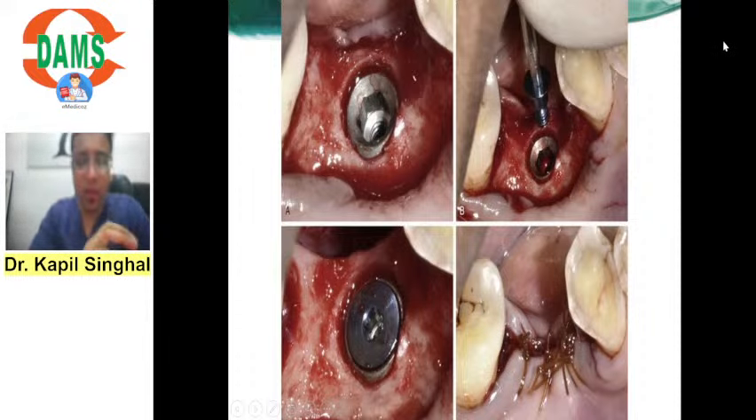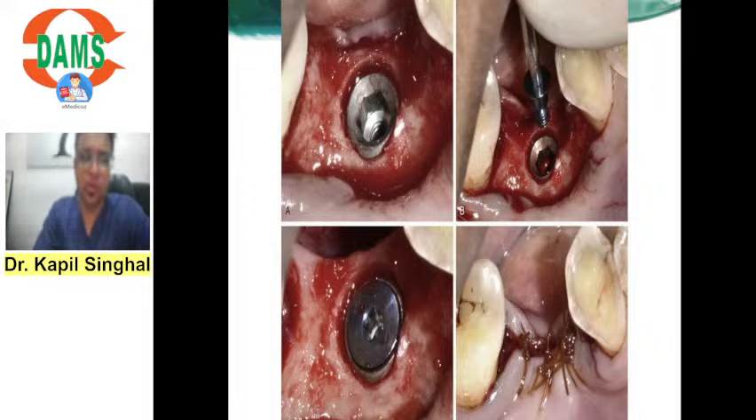Okay? So what is this? This is a normal process by which an implant is done. After 7 days, when the patient comes to me, I'll cut the sutures and send my patient back home. I'll recall my patient after 3 months.